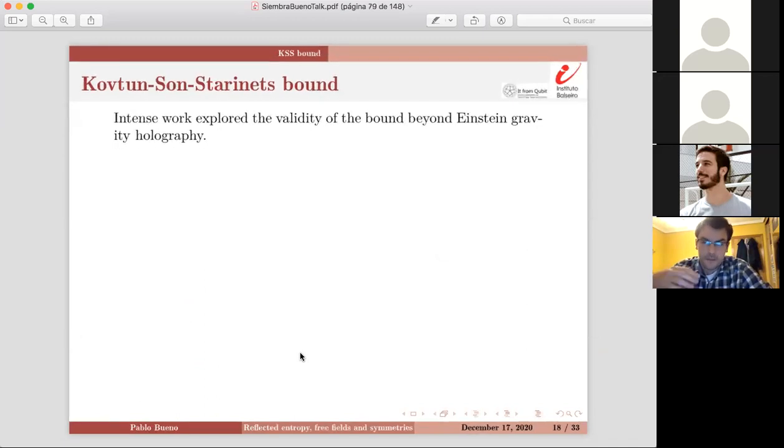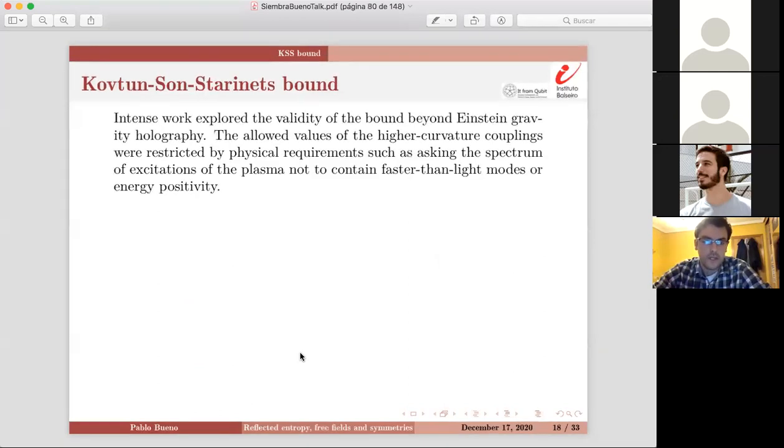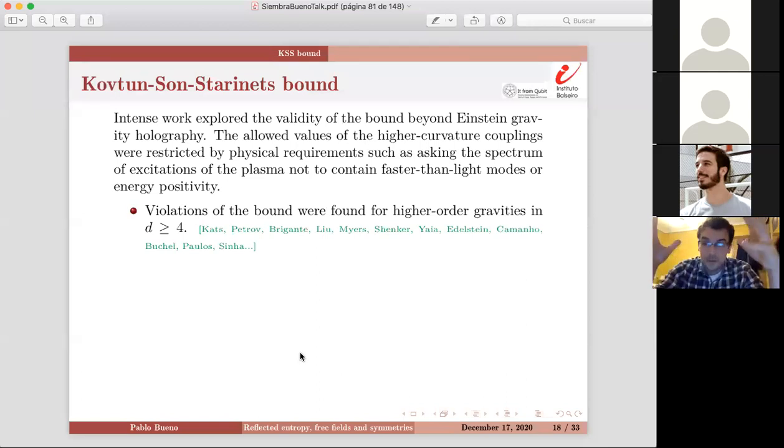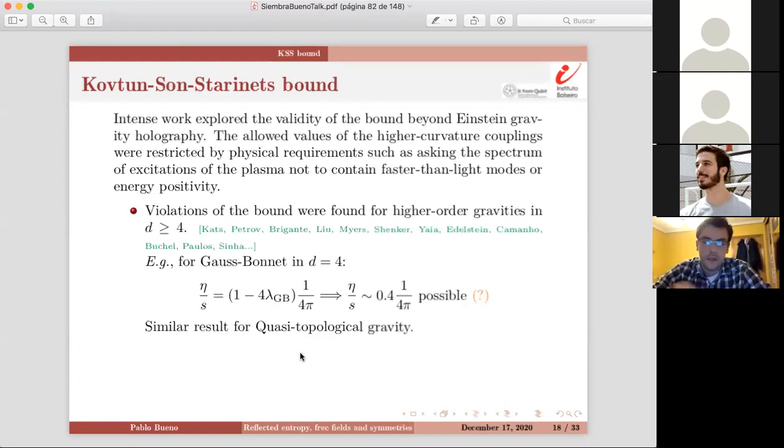And for this, people used higher curvature gravities, which are a natural thing to use here. And for higher curvature gravities, the first approach was to use certain physical requirements to restrict the allowed values of the coupling. So in particular, you can ask for the spectrum of excitations of the plasma not to propagate things faster than light, or that the energy of the plasma doesn't become negative, which may happen also in these kinds of theories. And taking into account some restrictions like that, it was found that the bound could be violated, assuming these restrictions, in dimensions higher than 4.